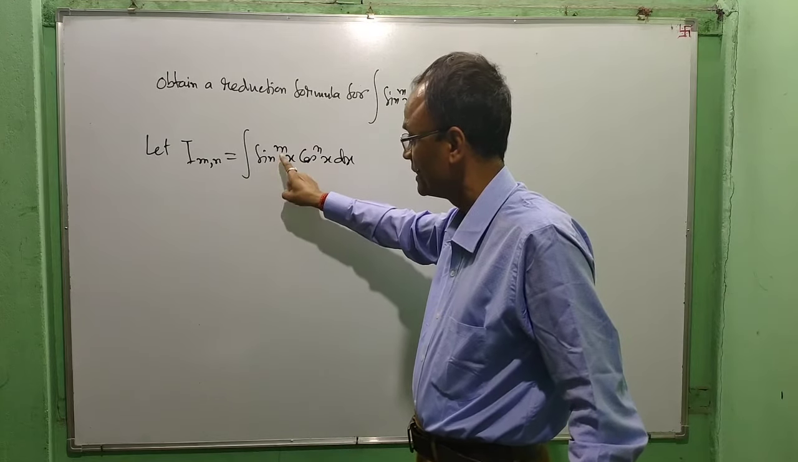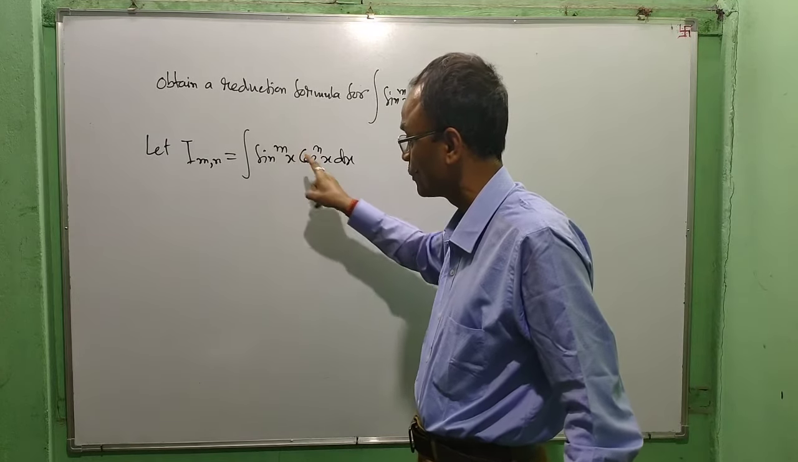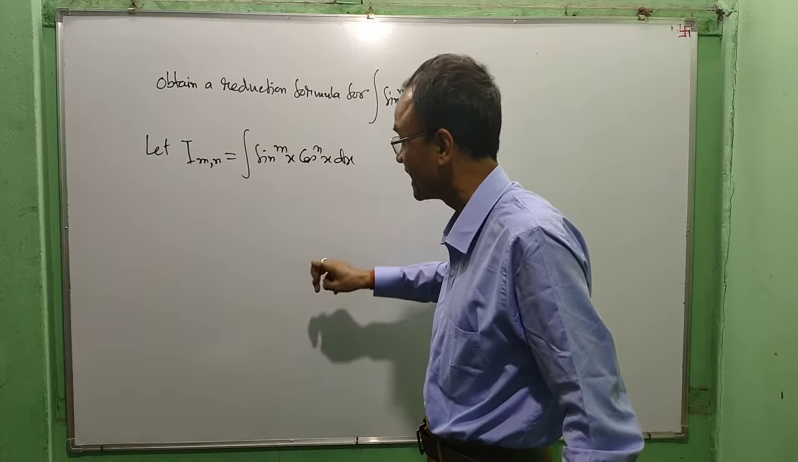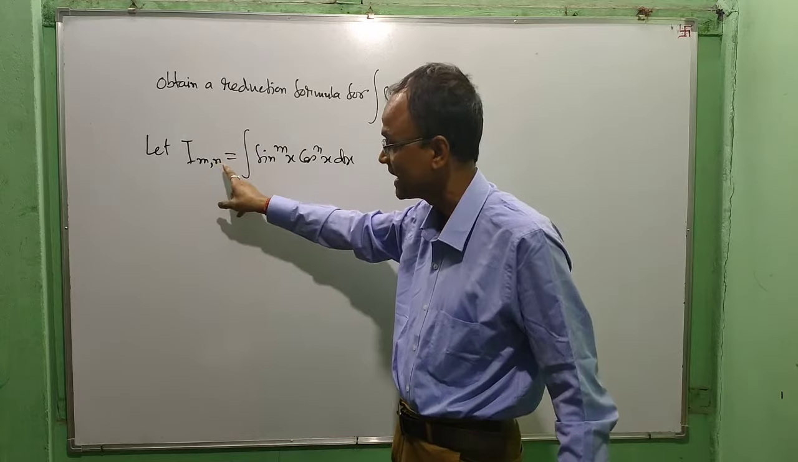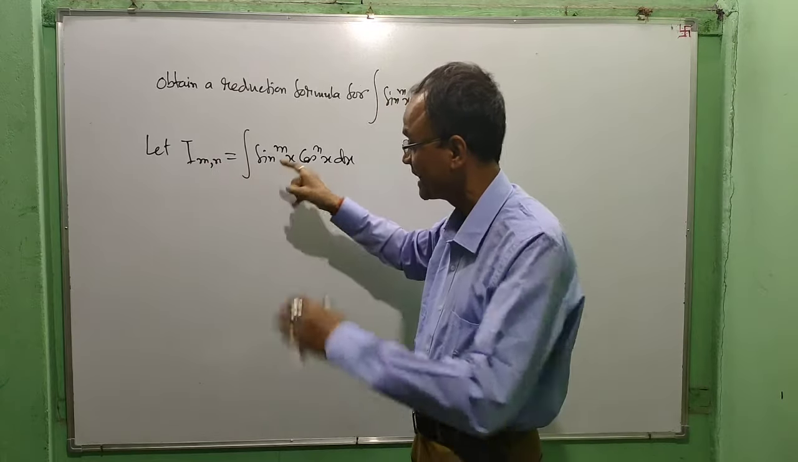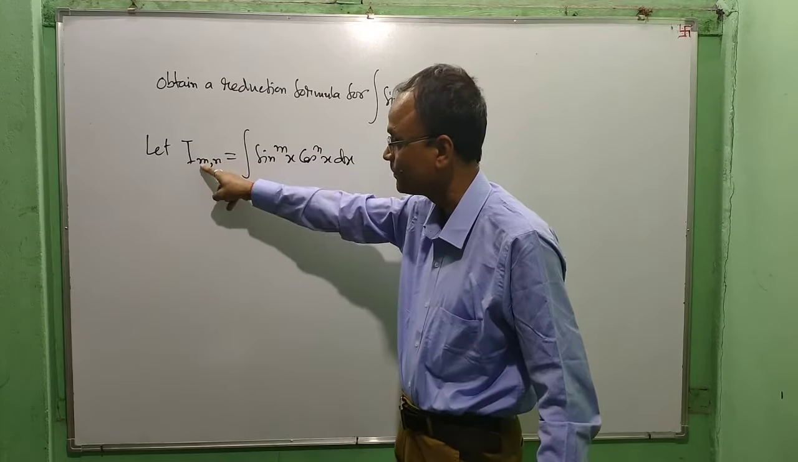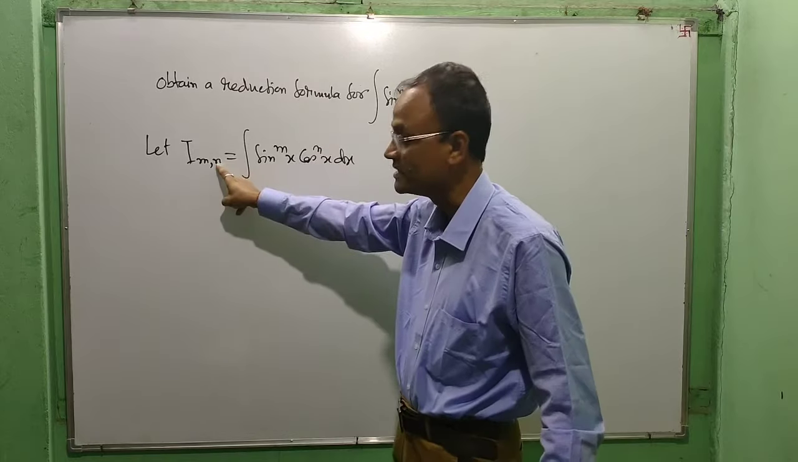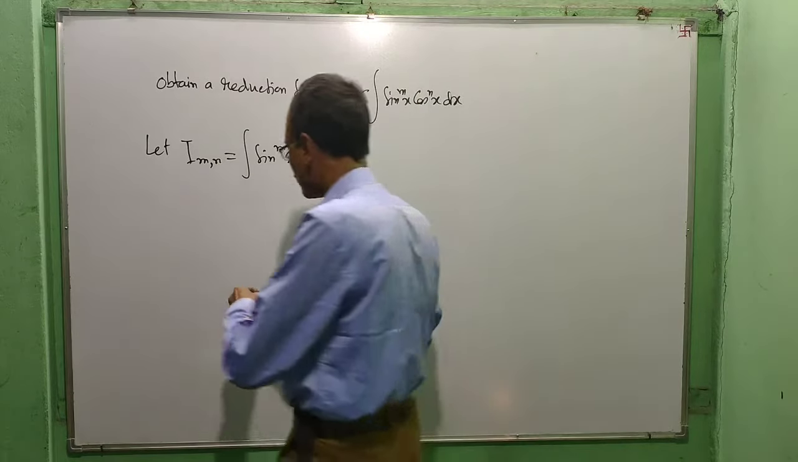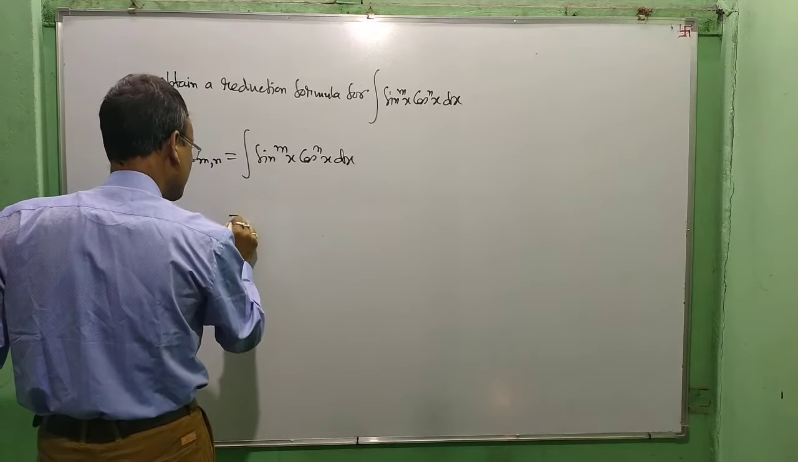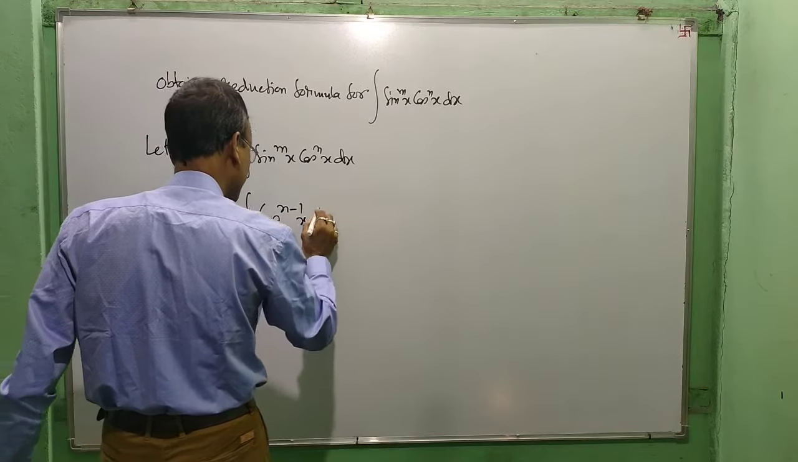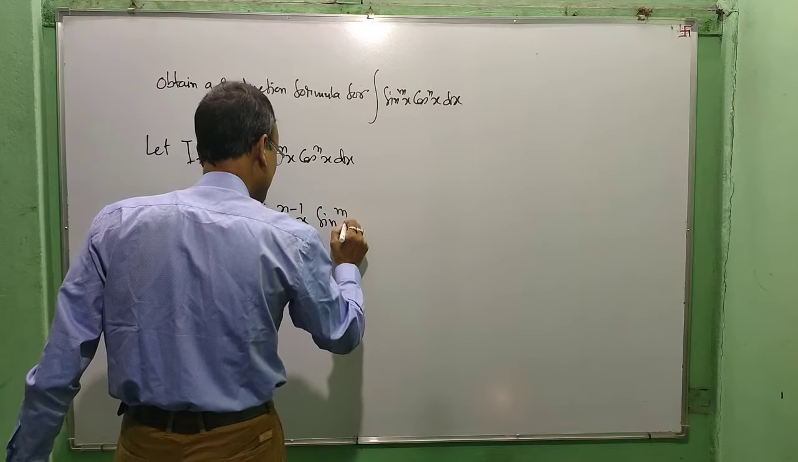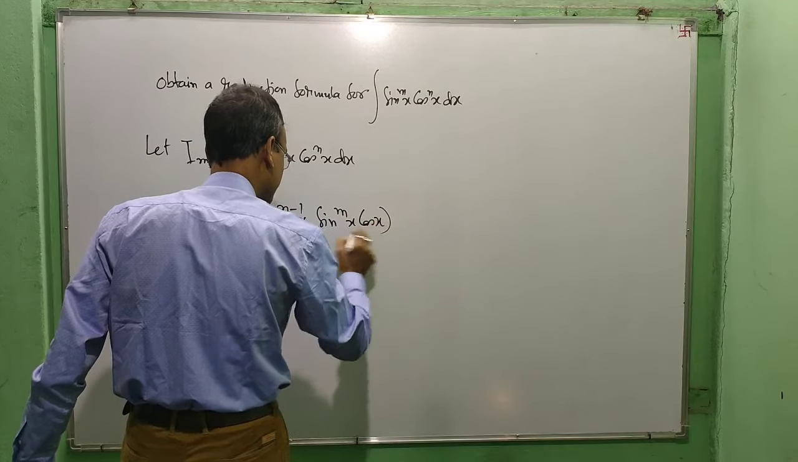Here you see sin x whole to the power m, cos x whole to the power n. For that we have written I_{m,n}. m means sin x whole to the power m, and cos x whole to the power n means the second one. This can be written as cos to the power n minus 1 x times sin to the power m x cos x.